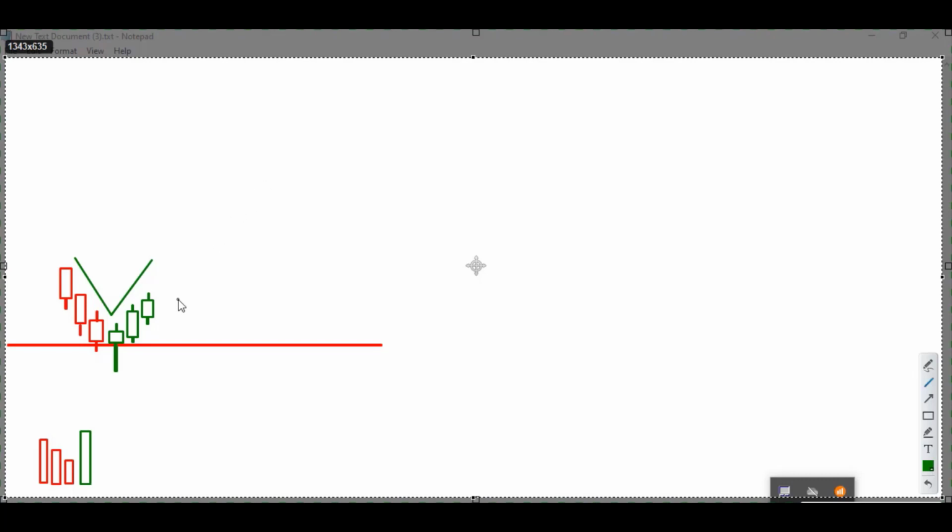So this is a strong formation, a strong pattern of binary option. If we recognize this pattern, we can easily make our profit by this type of pattern. So I am showing it in the real market, then it will be more clear. So let's go to the real market.